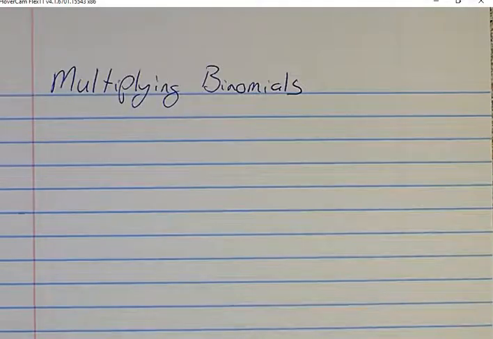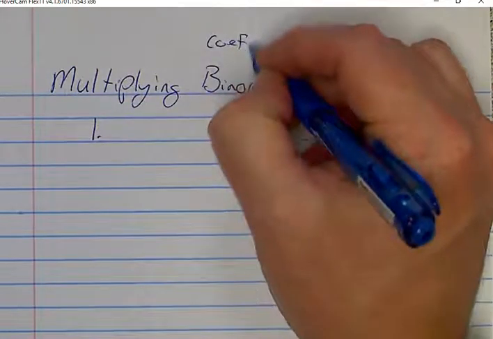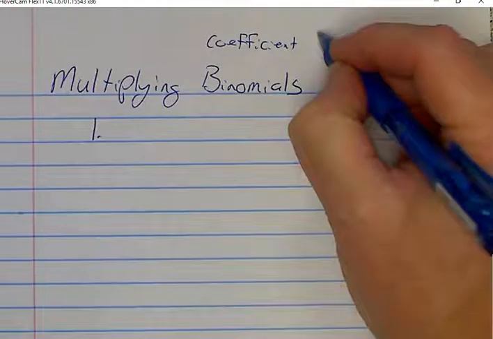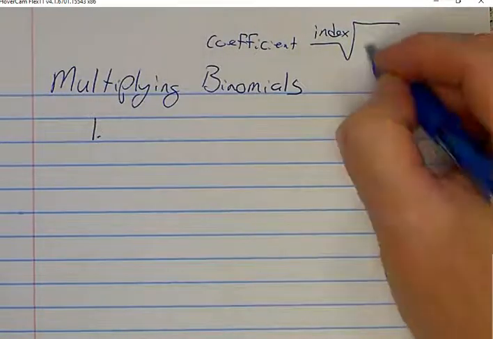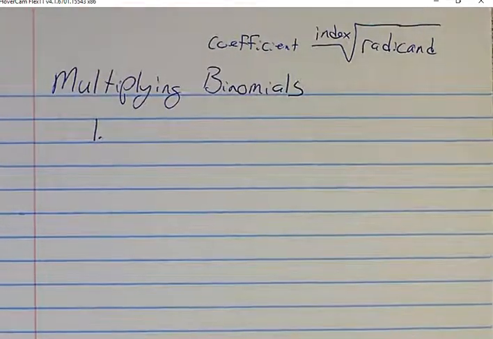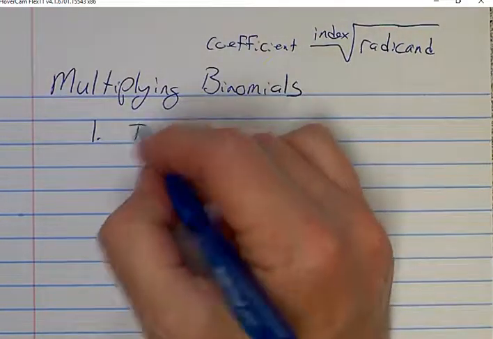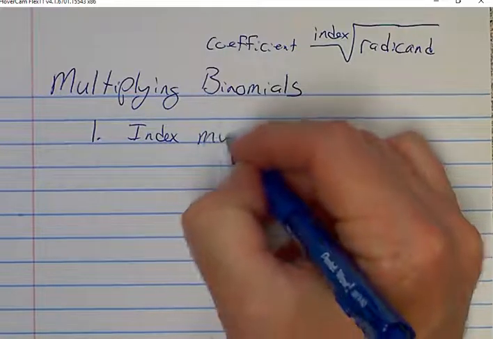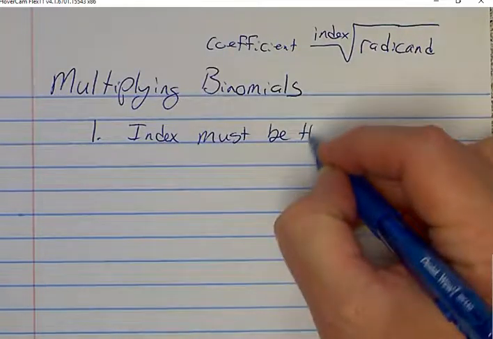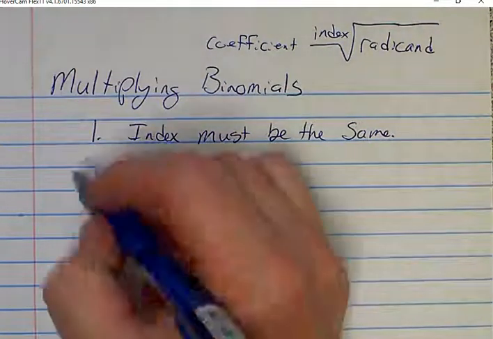Okay, for multiplying binomials. Again, still having that image in your head that we're going to have the coefficient, you're going to have the index, and then you're going to have the radicand. Okay, multiplying, other than the indexes happen to be the same. And I can't think of a problem in the homework where they would be different. Questions? Okay, so first, and again, I can't think of a problem where the indexes are different, so this part should pretty much be given.